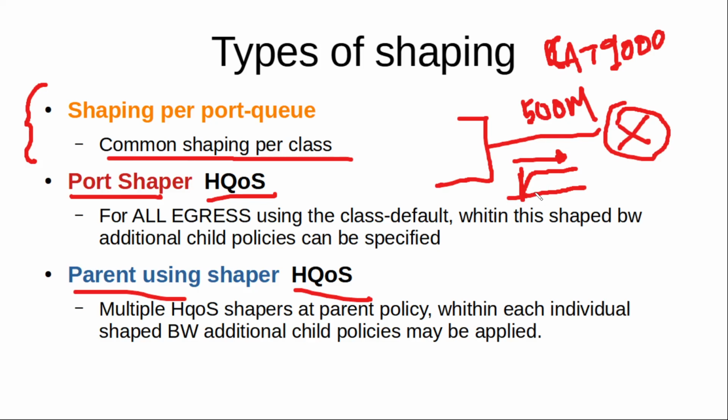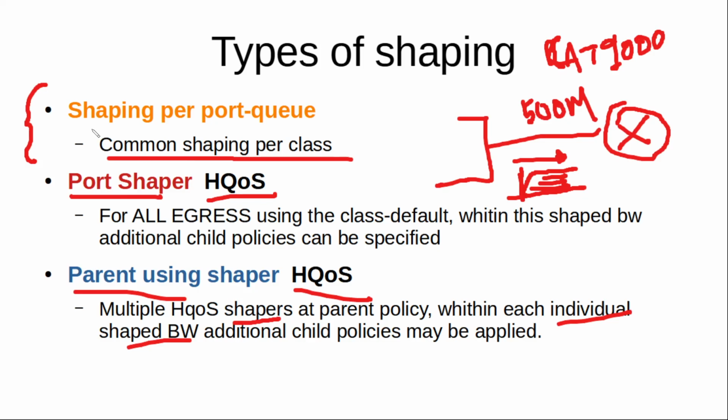And then you will be able to shape inside this maximum rate. So we are going to see an example of that. With parent using shaper, the shaping becomes a little bit more complex because you can shape per class here, but then you can call child policies after shaping per class. So this is actually a little bit complex. We're going to see an example of this.